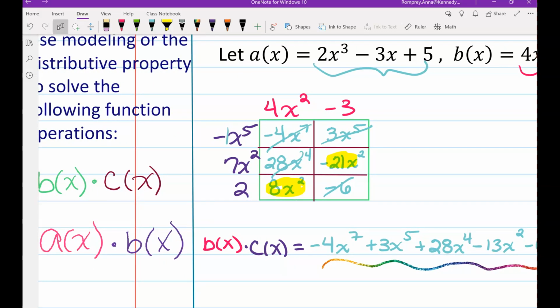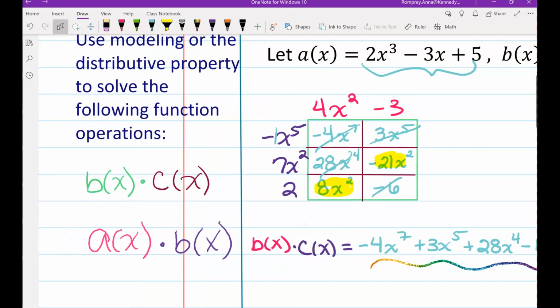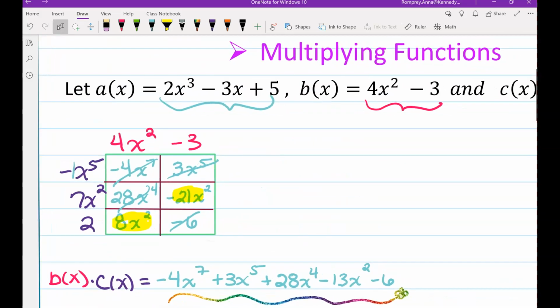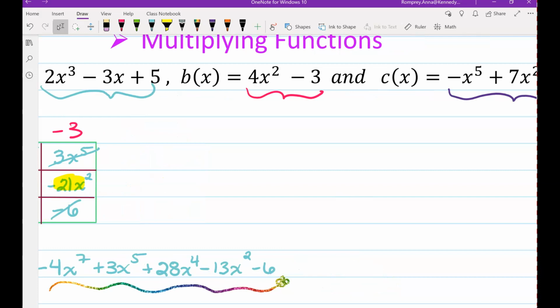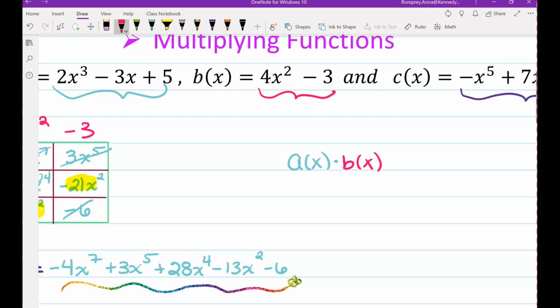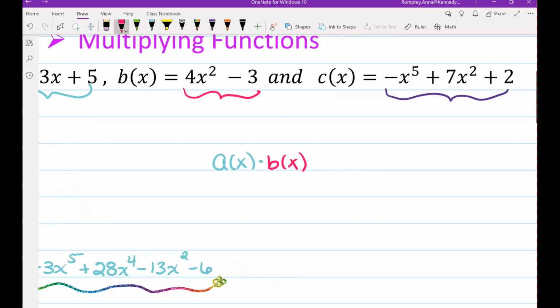So let's go ahead and I'm just going to use the distributive property for the next one. So we have a of x times b of x. Okay. So a of x has 3 terms. B of x has 2 terms. So when I write this, I can choose which way I write it. So a of x times b of x. Now remember, I'm distributing. So either I'm going to distribute 3 terms to the 2 terms or 2 terms to the 3 terms. So if one of my functions has less terms, I actually want to write it first.